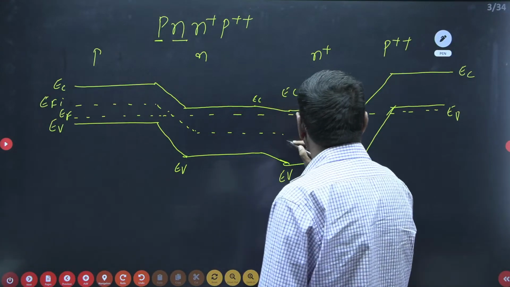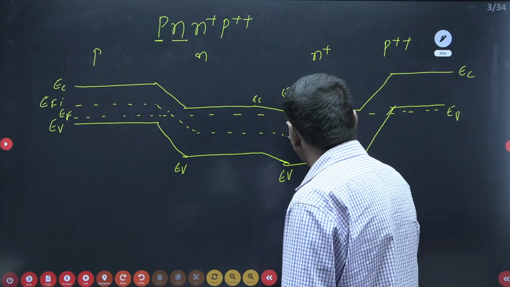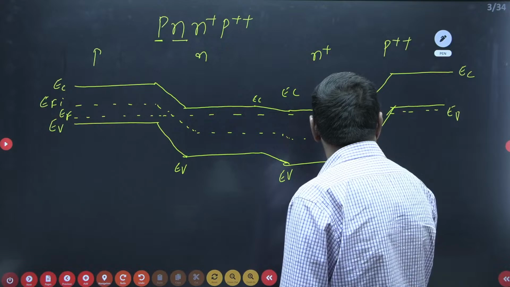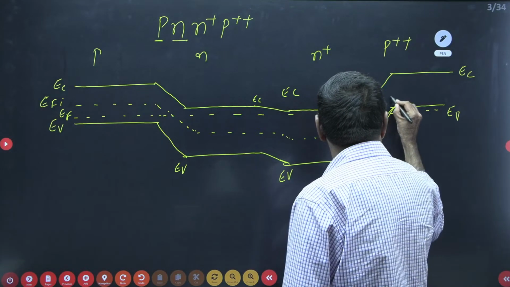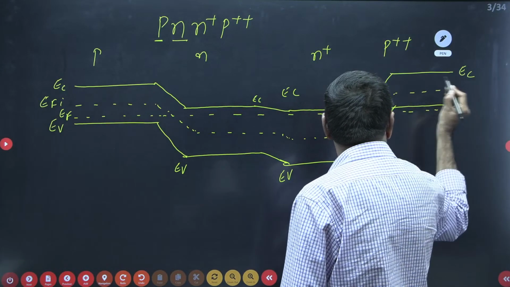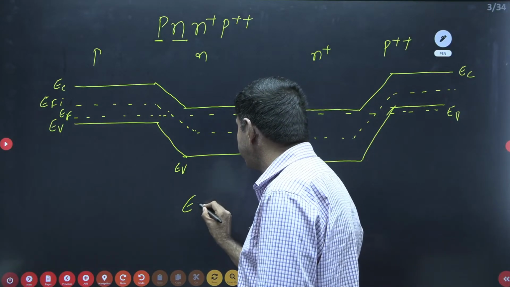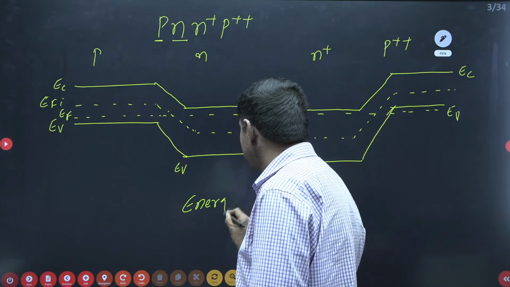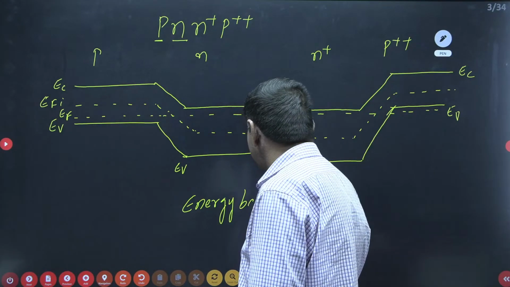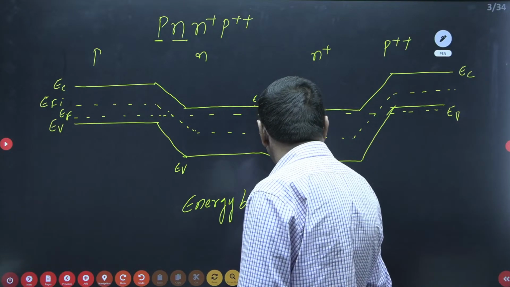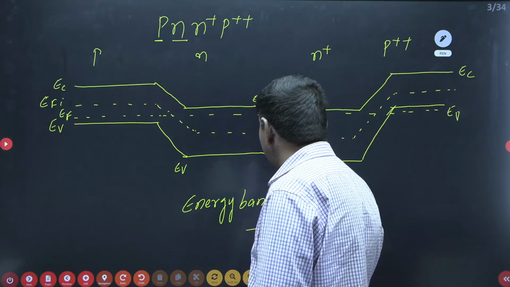And band bending is made here now. And it goes like this and moves in this way. That way it goes. This is the energy band diagram. That way we can draw.